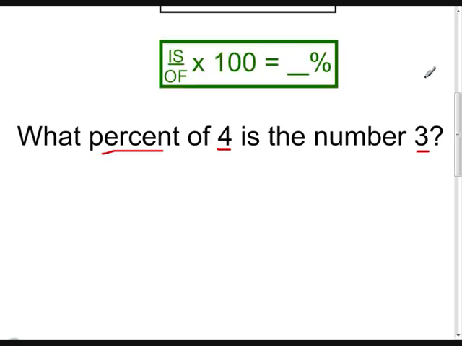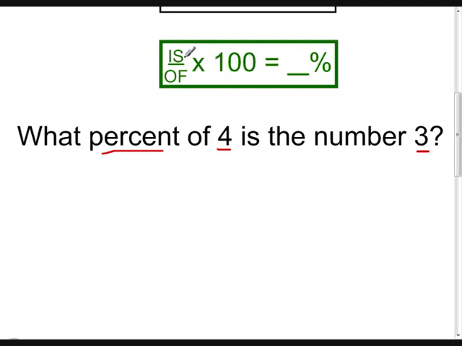You've got is over of times 100 equals your percentage. So that's how you get a percentage. I know it looks strange to see the words like is and of in a fraction, but there's a good reason for it, and I'll explain that to you now.